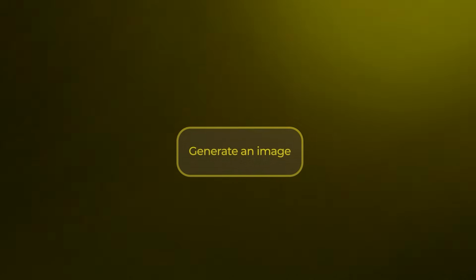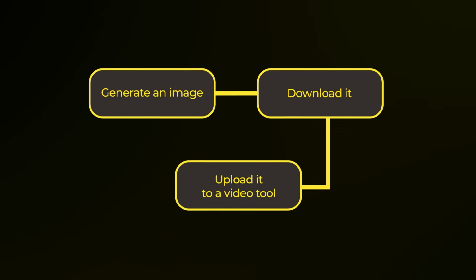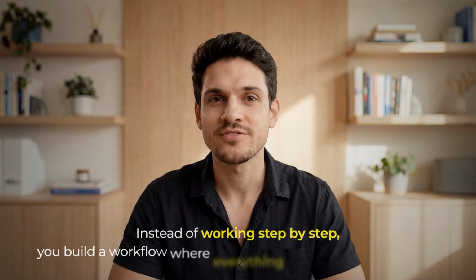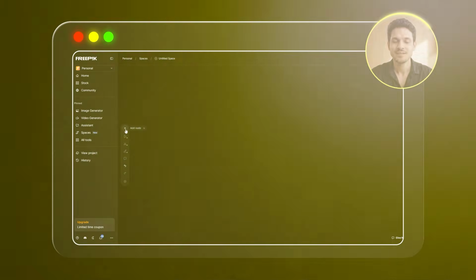Here's why. Most AI tools make you work in this endless loop. Generate an image, download it, upload it to a video tool, download that, upload it somewhere else for audio. You're constantly moving files around and losing quality with every export. Spaces completely eliminates that. Instead of working step by step, you build a workflow where everything connects automatically. Let me show you what I mean.